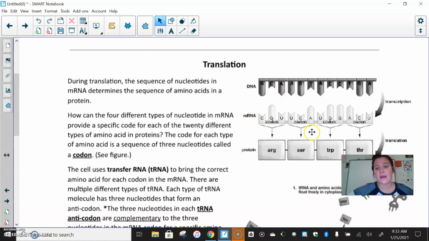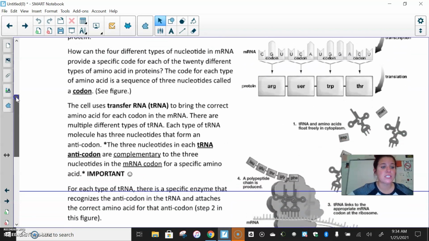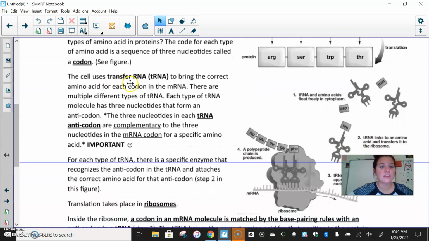So we have our mRNA strand, and then eventually that mRNA strand, or that messenger, is translated in our ribosome. So then you're going to see something called tRNA. Basically, this is what's responsible for making those amino acids in our ribosome. So the cell uses transfer RNA, tRNA, to bring the correct amino acid for each codon in the mRNA. So this carries the message. The tRNA brings in the amino acid, those building blocks of our protein.